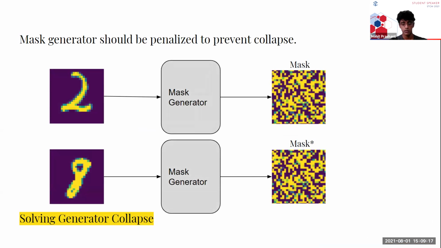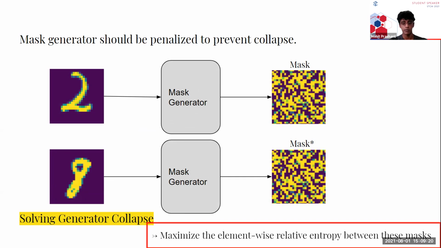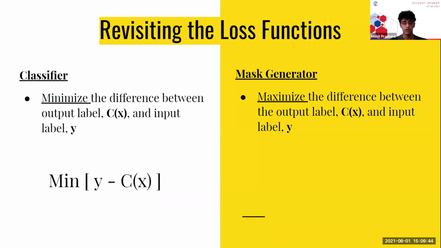One method of doing so is to maximize, again, the element-wise relative entropy between these masks. So what you might do is save your previous mask and construct a Gale divergence loss between your current mask and your previous one, thereby maximizing any difference between the two. So this is, again, as I mentioned, a Gale divergence term. And to revisit the loss functions, our mask generator loss function would look something like this now. We'd attempt to maximize this and thereby reduce any error of generator collapse or whitewashing.